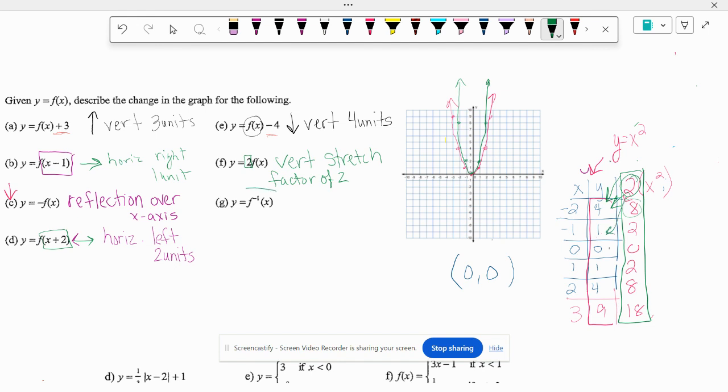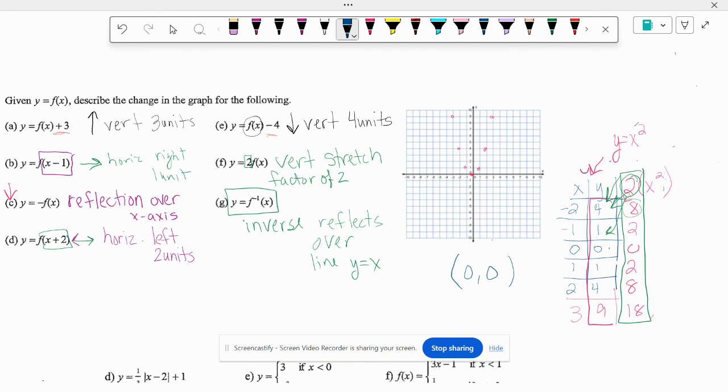Okay. The last one that we want to talk about is this right here. And this is the inverse function. The inverse function reflects over the line y equals x. So I am going to draw the parent function and I am going to show you what that looks like when you reflect it.